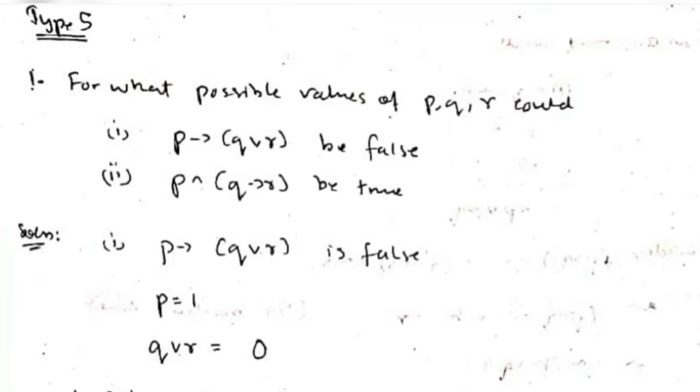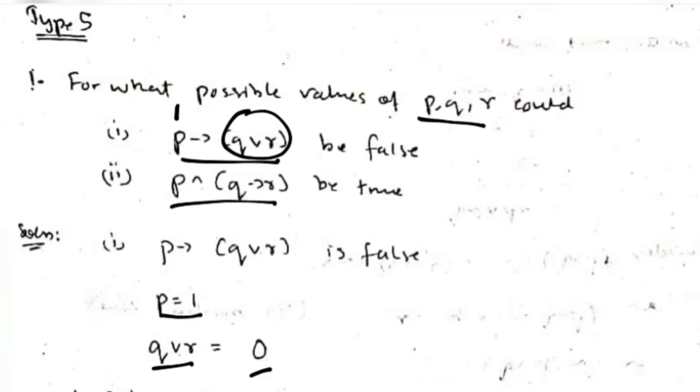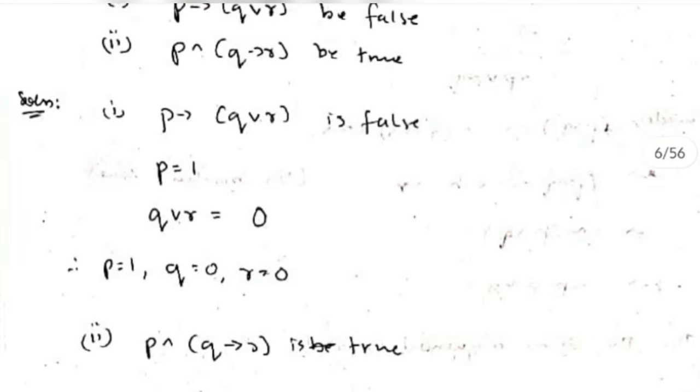In this question we have been asked to find the possible values of p, q and r for the following to be false and for this to be true. For this one to be false, p should be 1 and q or r should be false. So p is 1 and q or r is 0. According to the truth table of OR, this will be 0 only when q and r are both 0. If either is 1, then the truth value will be 1. So in this case, q and r should be 0. So the final values of p, q and r are 1, 0 and 0.